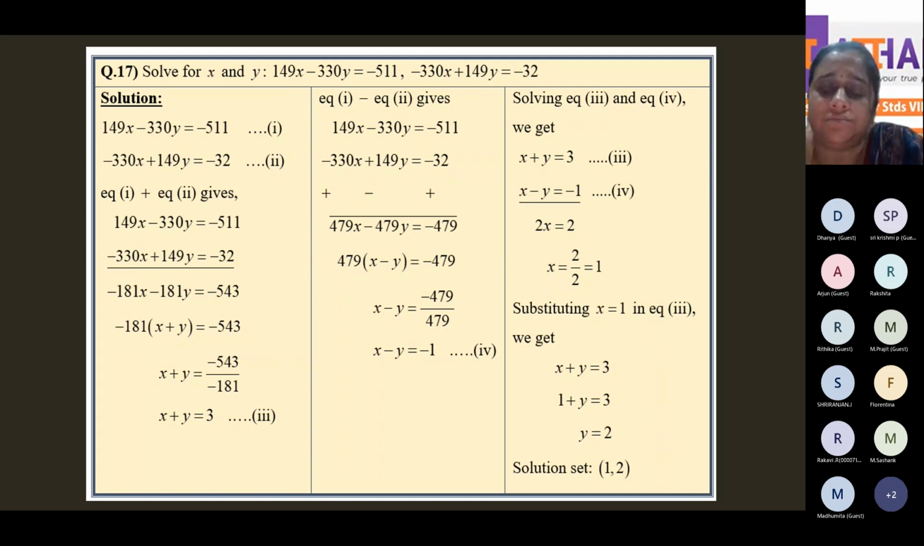Done, children? Yes, ma'am. All of you? Yes, ma'am. Okay, so this method is called the special method. And when is this used? Only when the coefficients are exchanged.